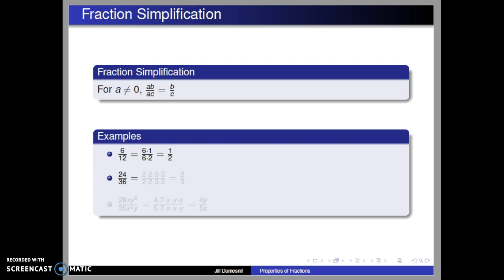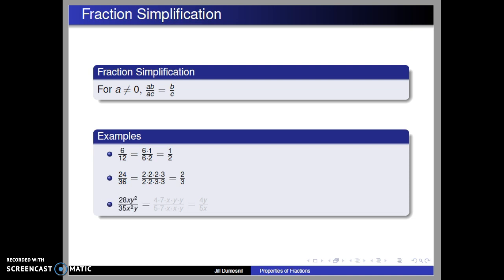For 24 over 36, we can prime factor the numerator and denominator. Writing 24 as 2 times 2 times 2 times 3, and 36 equal 2 times 2 times 3 times 3, we can cancel 2 2's and 1 3 to get 2/3.